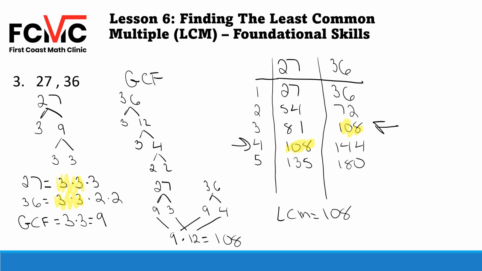So two different ways to find our least common multiple. We could either just extend our table, or we could find our greatest common factor first, create our factor tree, get our greatest common factor of 9, and then take our greatest common factor times the product of the remaining factors, 3 and 4.